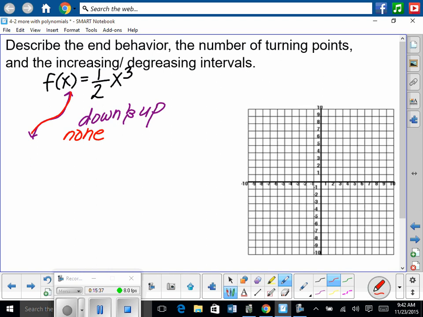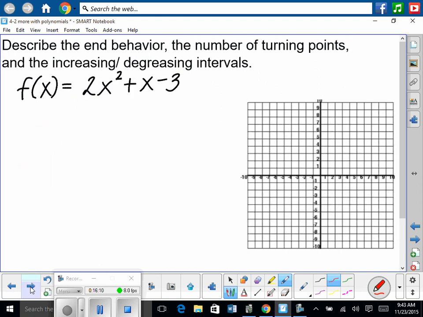Then it says, describe the intervals where we're increasing and decreasing. Aren't we only increasing? So decreasing, never. And then the interval where we're increasing is from negative infinity to positive infinity, right? So everybody see that? You are going to have times where you don't change from increasing to decreasing or decreasing to increasing. That's no turning points. Okay. All right, one more with turning points.